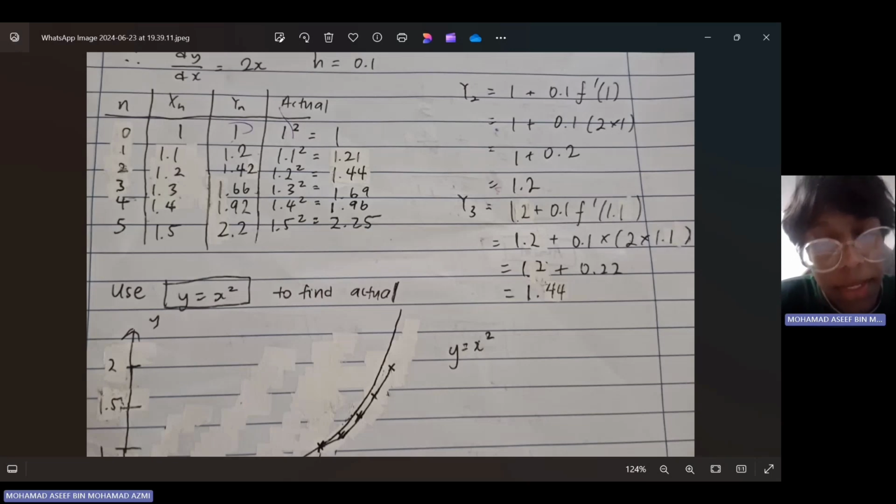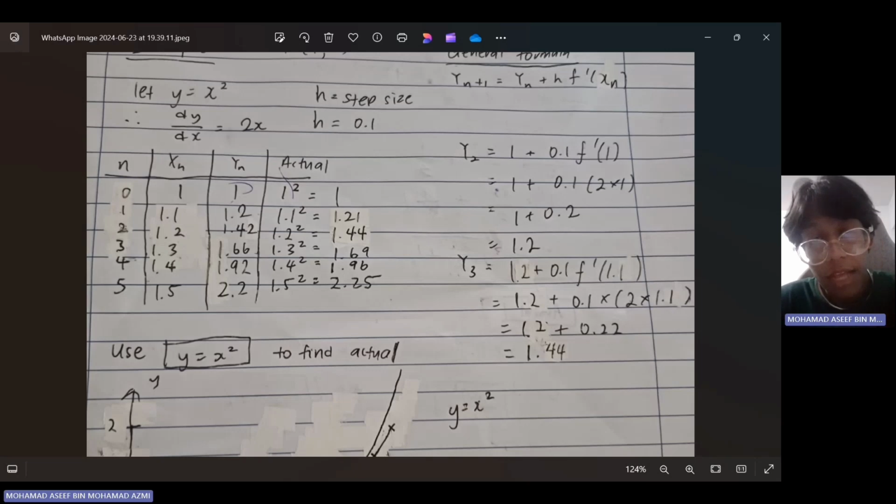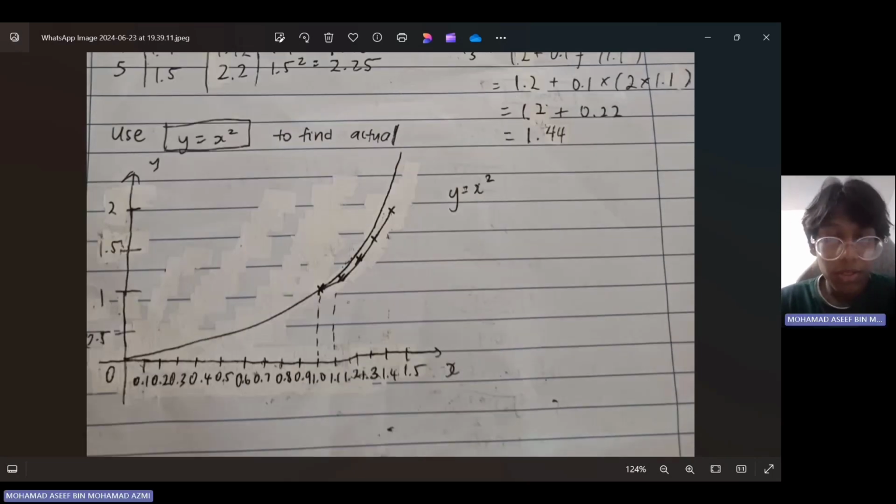Moving on, to get the actual answer, we have to sub in xn back into the equation y equals x squared to find y. As you can see, the actual answer is very close to yn. From the graph below, I've plotted the coordinates of yn, which is very close to the actual, as it is a rough estimation of the actual number. Hence, by using a smaller step size, this would make our rough estimation nearly similar to the actual answer.